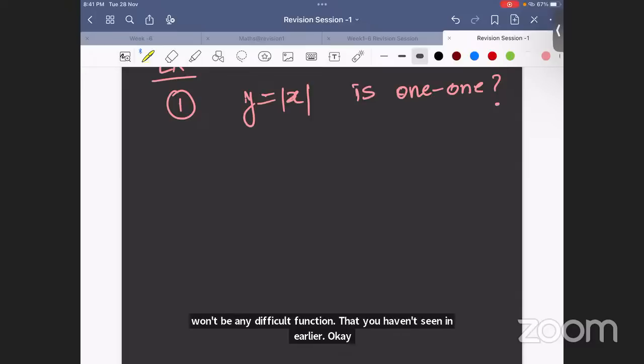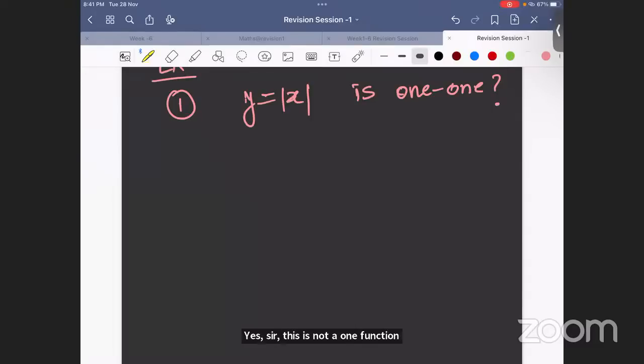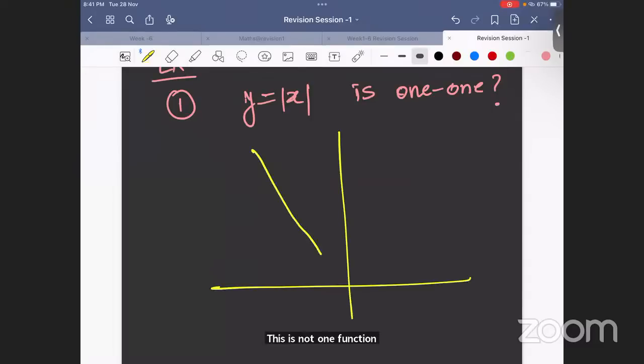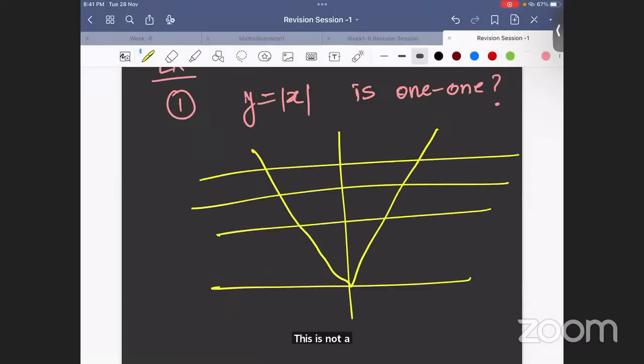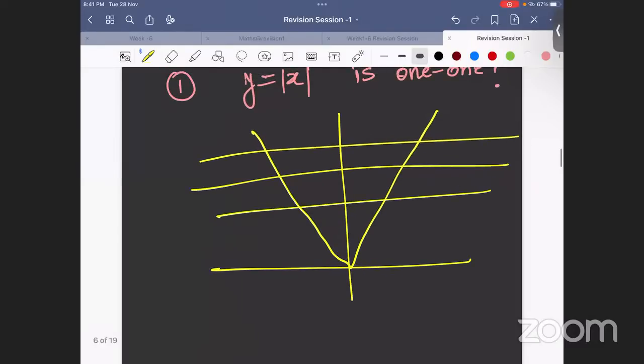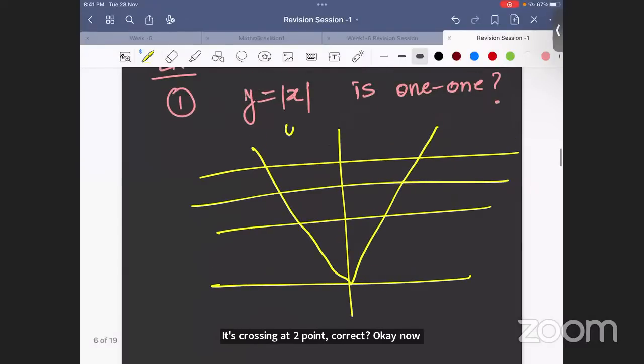No, it's not a 1-1 function. You can draw this function, right? And if you are drawing a horizontal line, it's crossing at 2 points, correct? Okay, now tell me whether this function from 0 to infinity is strictly increasing or not?